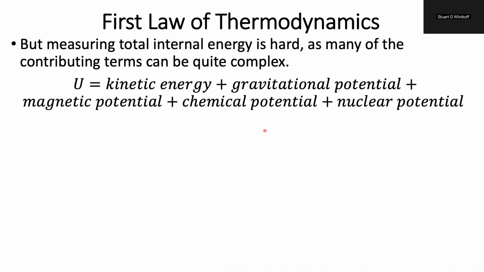So some examples are that you can literally store it as gravitational potential. So that's literally in the position, how high you are off the ground. You can put things in magnetic fields and you can have a magnetic potential energy. The one we're often more interested in is chemical potential energy. So that's going to be the energy stored in chemical bonds. But you also have nuclear potential energy, which is the amount of energy stuck in the actual atomic configurations.